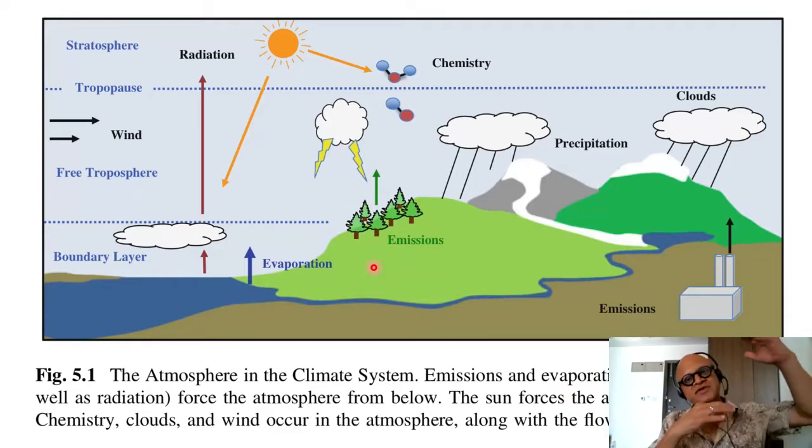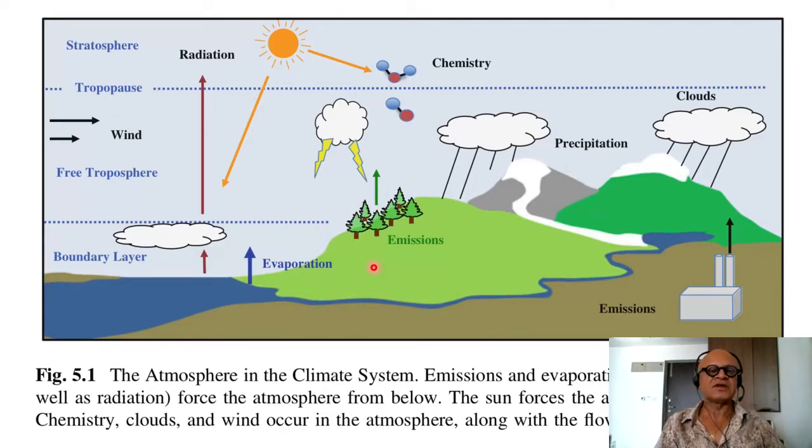So the atmosphere in that sense is very different from the ocean. The atmosphere is largely forced from the bottom, in addition to some of the radiation and heating that occurs within the atmosphere. So if you look at the broad schematic of the structure, of course it has interactions with the ocean and land, and there are human activities forcing it as well.